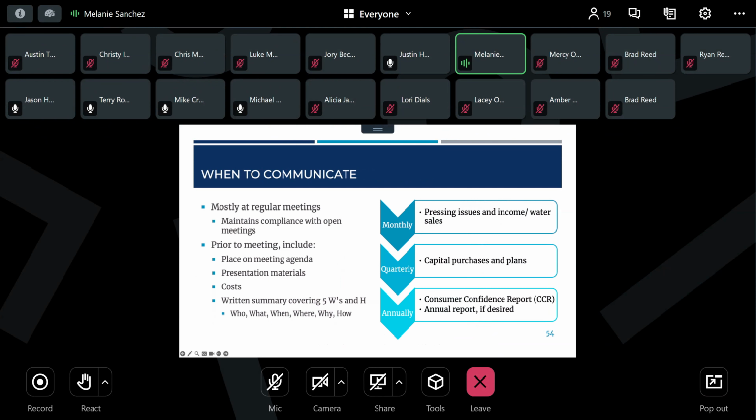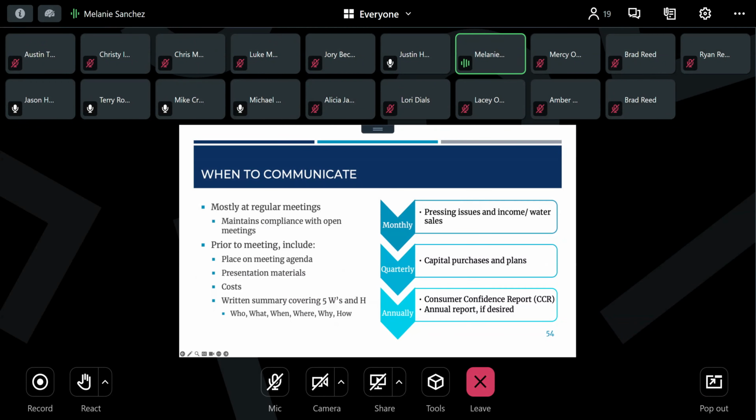Effective communication with the board is not just about what you say, but also when you say it. So monthly communication is crucial for staying up to date with pressing issues and financial matters, particularly income and water or wastewater sales. These updates help maintain a current picture of the utility's performance and challenges. Quarterly communication, the focus shifts to capital purchases and plans. The timing allows for a thorough discussion of investments in assets and infrastructure, and ensures that the board has an opportunity to review and approve these expenditures.